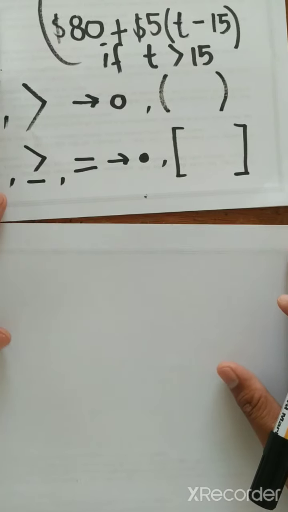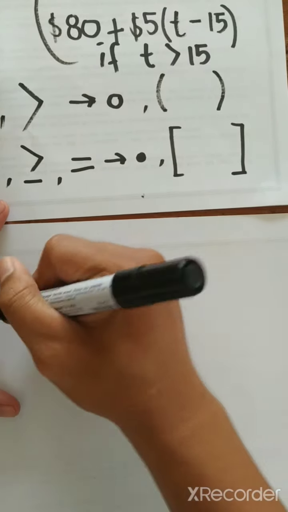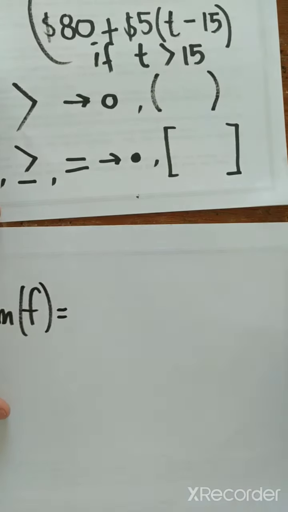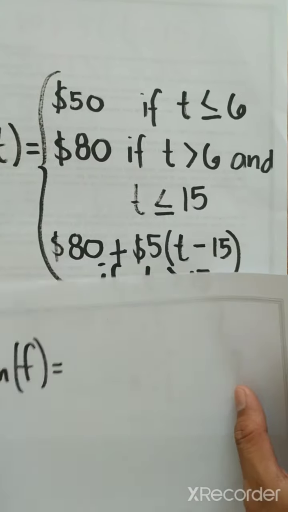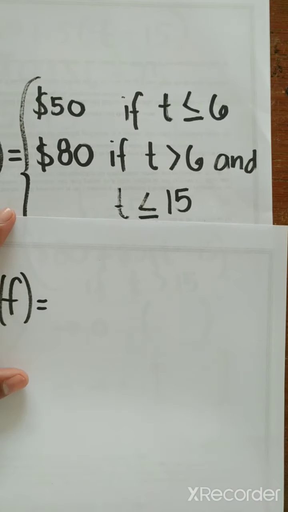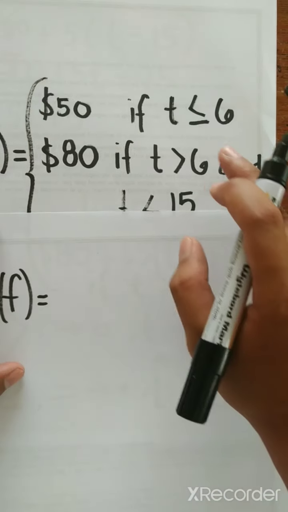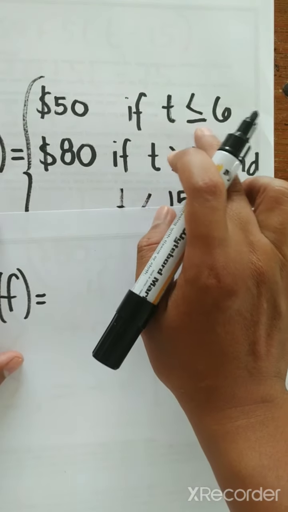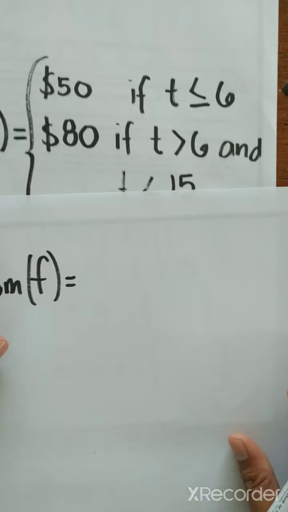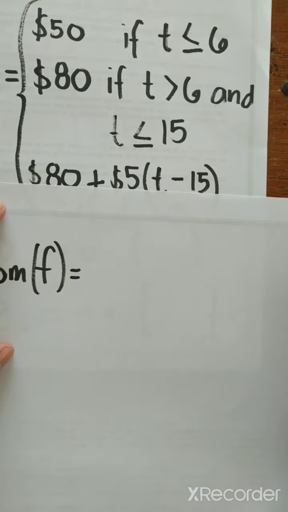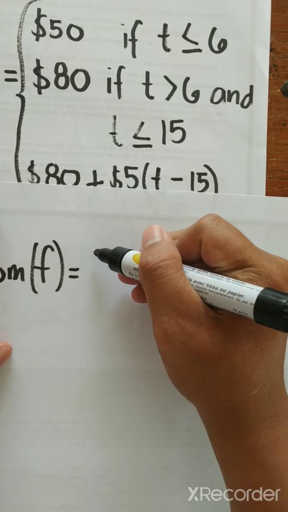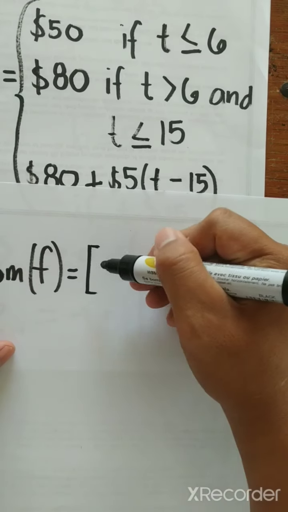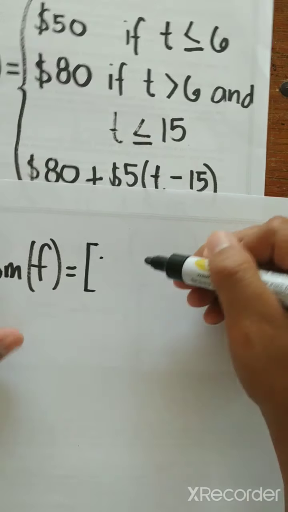Okay, so we will be writing our domain. If this would be just a regular axis, we will have negative infinity and so on and so forth. But in this sense, we are dealing with time. So the lowest would be less than 6 minutes. The lowest would be 1 minute, right? So it will be denoted by this one, this brace, 1 minute.